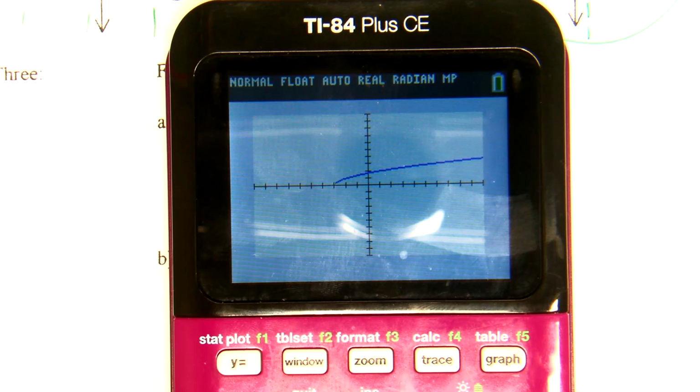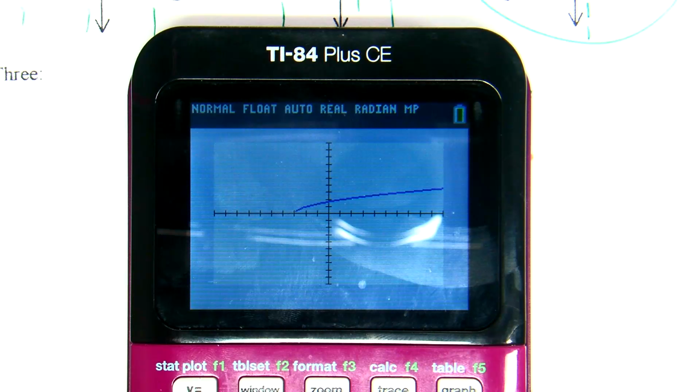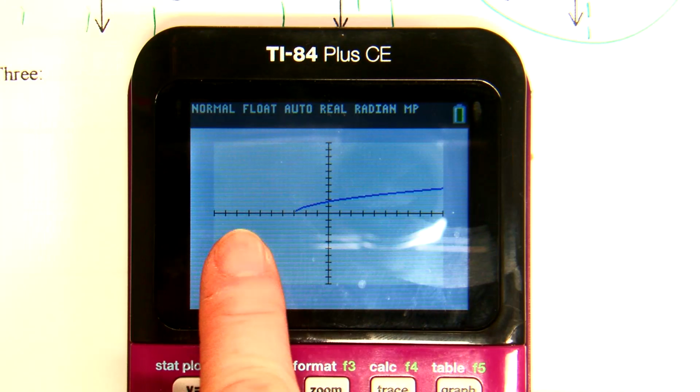Now, if we hadn't done the algebra, because to me what we just did is we did algebra here, right? We set whatever was under the square root greater than or equal to 0. That told me, okay, x greater than or equal to negative 3. Well, as we look at that, does that make sense? Okay, so how do x values run? X values run from where? Left to right? Okay, so if x values run from left to right, notice, where does my graph start at?